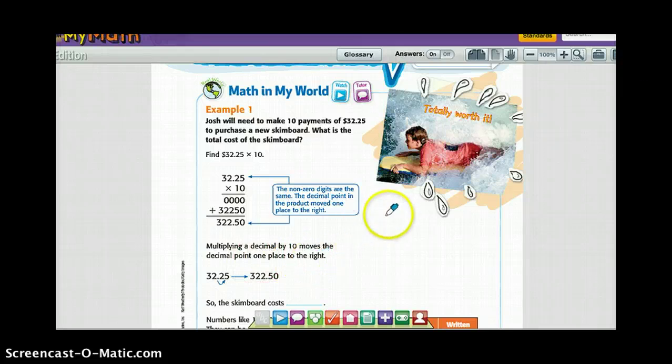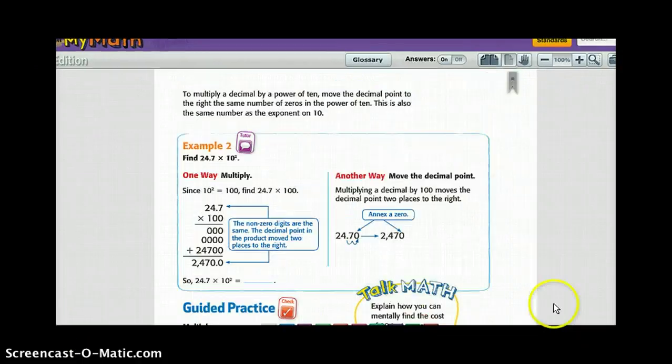So that's what they were talking about in the video, where in this case it's just 10 to the first power. So we're moving it one time to the right. Not to the left, we're moving it to the right. So here's the decimal, 32.25. Move it one place to the right, and it becomes 322.5. But we can put a 0 there because it would make more sense with money for it to be 50 cents. So the skimboard cost $322.50.